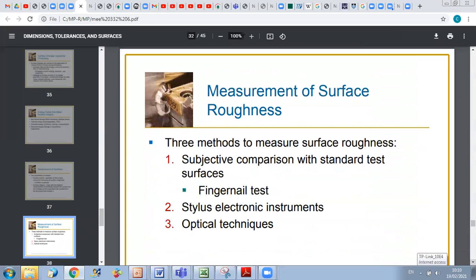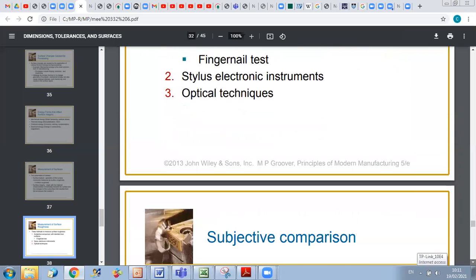Now, in order to measure surface roughness, we have several techniques. The first one is subjective comparison with standard test surfaces, and it's not a very accurate method. It is based on the fingernail test. The second, more accurate method is stylus electronic instruments. And the third one is the use of optical techniques like microscopes. So let us go over these methods.